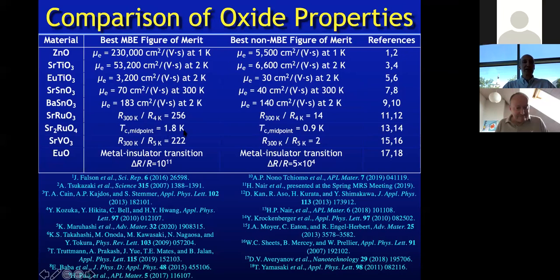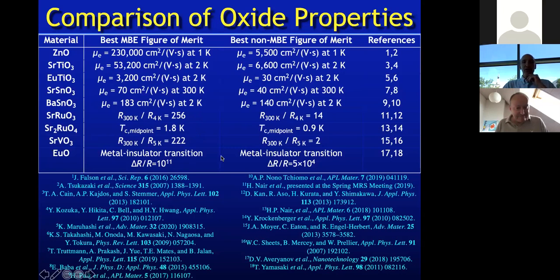In superconducting strontium ruthenate, which I won't talk about today, but is a material that's very sensitive to disorder, the only reproducible way to make superconducting films of this is by molecular beam epitaxy. And the Tcs achieved to date are more than twice as high, with nice quantum oscillations in those materials. Okay, the list goes on and on.